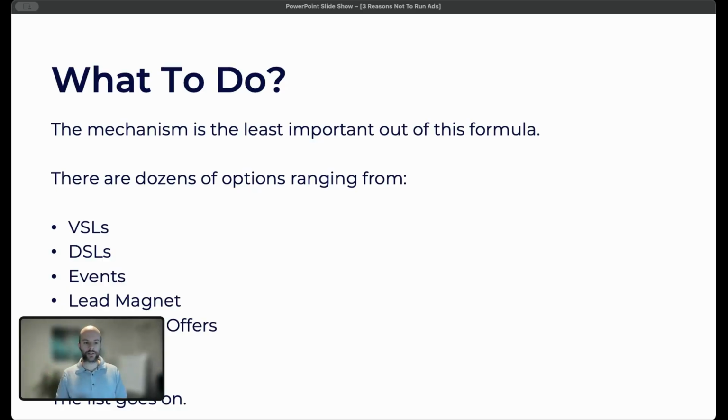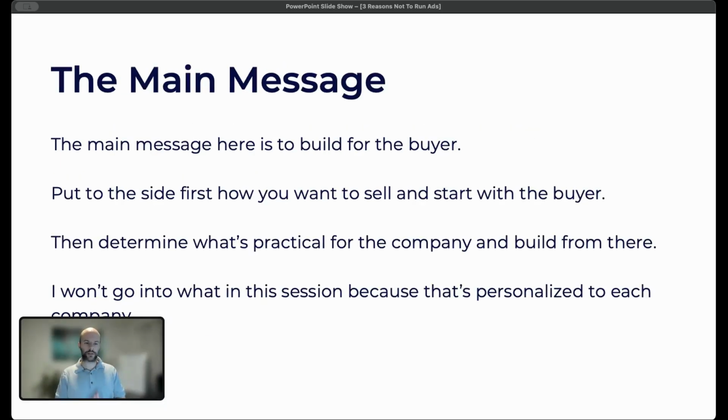So nail one, support it with another, pick one that is most executional for you in alignment with your buyer. The main message I want to get across here is to build for the buyer. Put the buyer first and then how you want to sell second. There obviously needs to be some meeting in the middle, some compromise that happens on potentially both sides, but that's what will determine what mechanism you choose, and then you go from there.